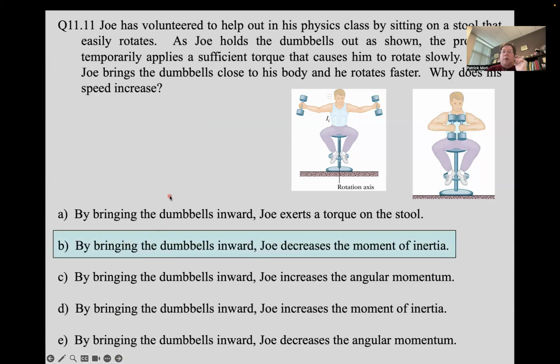All right, so bring the dumbbells inward. Joe is decreasing the moment of inertia. Therefore, he has to increase his angular speed. L is constant, and that L is equal to I times omega. So reducing his rotational inertia means I gets smaller, and to compensate for that, omega has to become larger, so he spins faster. No change in angular momentum, it's angular momentum being conserved.